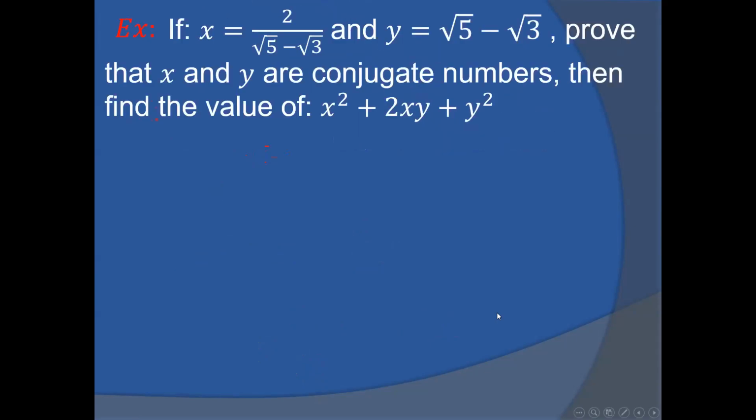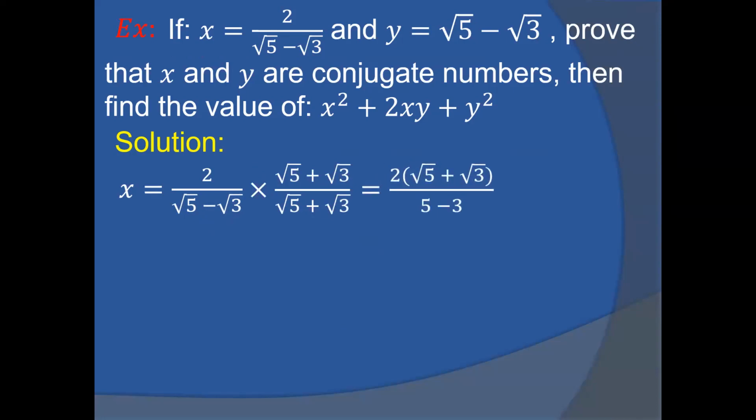If x equals 2 over root 5 minus root 3 and y equals root 5 minus root 3, prove that x and y are conjugate numbers, then find the value of x power 2 plus 2xy plus y power 2. Here I have x. The denominator of x is not a rational number, so I must make it rational. So I multiply by its conjugate up and down. The answer will be 2 multiplied by root 5 plus root 3 over 5 minus 3. It will be 2 over 2, they cancel each other. So the answer will be root 5 plus root 3.